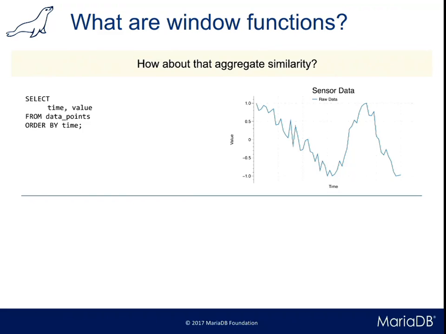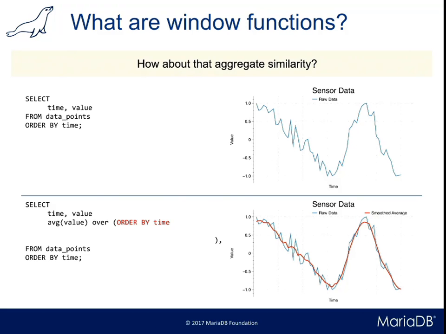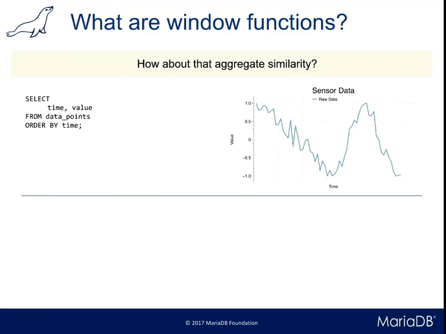Okay, and now let's look at how window functions look like aggregate functions. Window functions compute results on multiple rows. Actually, let me start with this. Let me describe the example first.